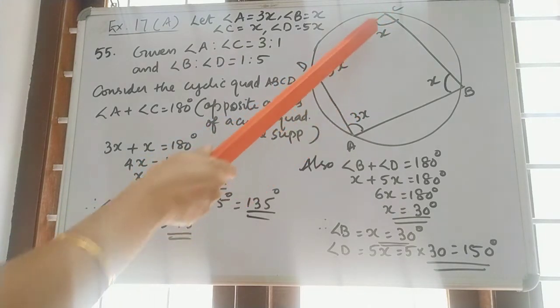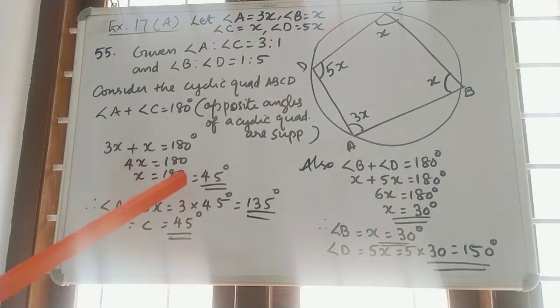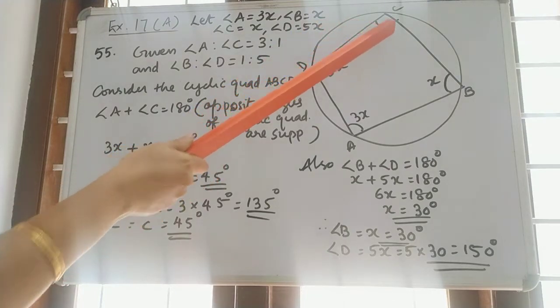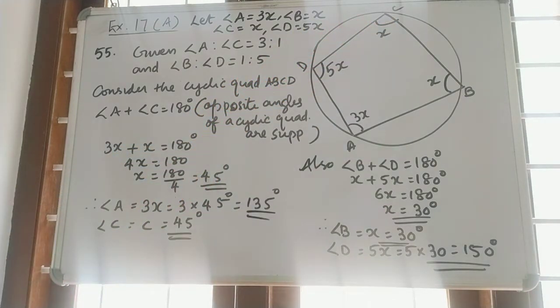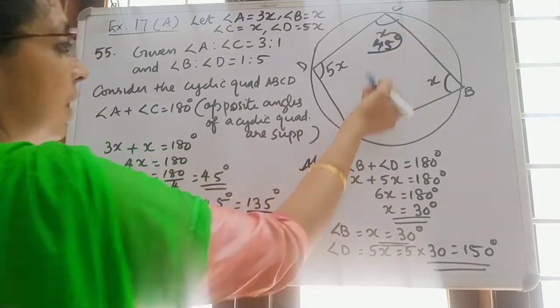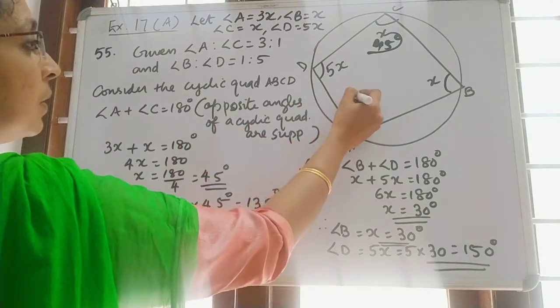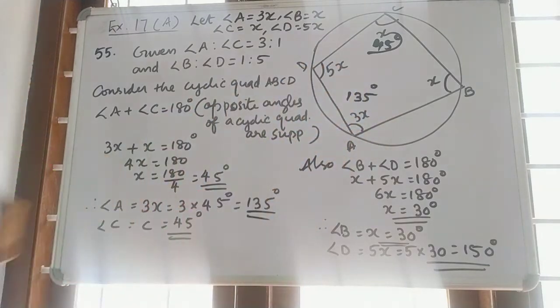That is 3x plus x is equal to 180 degree. So, x is equal to 180 divided by 4, which is equal to 45 degree. So, this angle will be 45 degree. So, what about this angle? This is 45 degree. So, what about this angle, 3x? 3x will be what? 3 into 45, that is equal to 135 degree. This will be 135 degree.